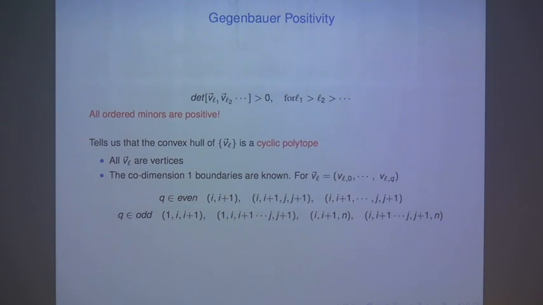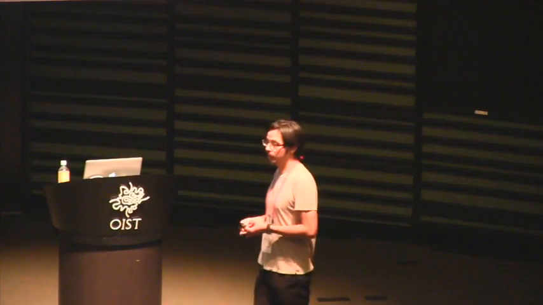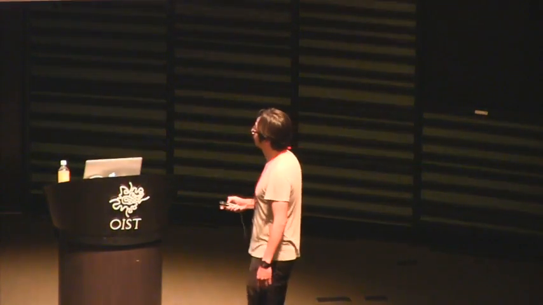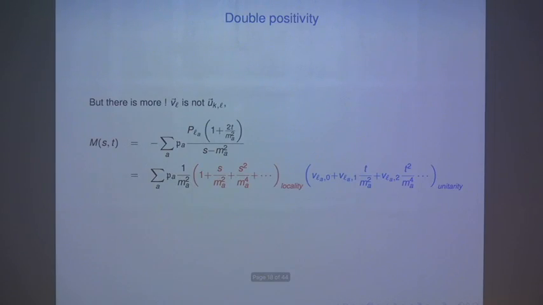So there's no computation to be done. You know what the vertices are, and you know what the boundaries are, and these are boundaries of all dimensionality. It's just from the very fact that this is a cyclic polytope. And indeed, for the Gegenbauer expansion, the Gegenbauer vertices form a cyclic polytope.